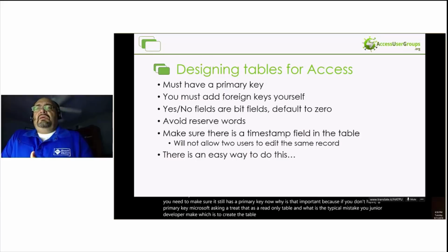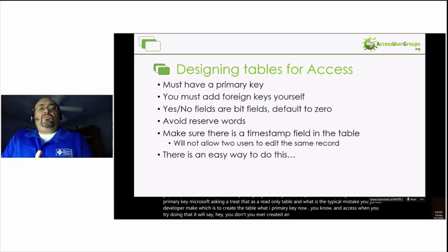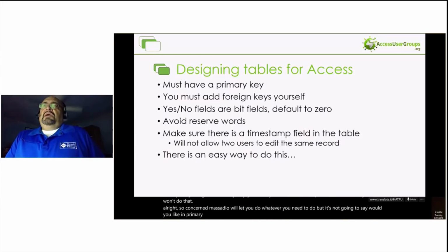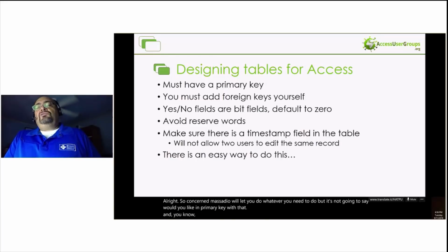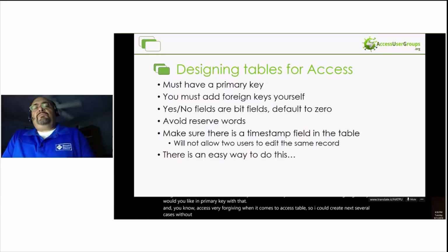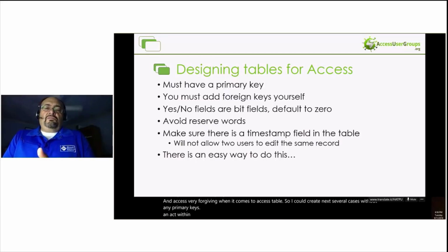Now, in Access, when you try doing that, it'll say, hey, you haven't added a primary key. Can I add one for you? SSMS won't do that, right? SQL Server Management Studio will let you do whatever you need to do, but it's not going to say, would you like a primary key with that? And Access is very forgiving when it comes to Access tables. So I could create an Access application without any primary keys and use an Access backend, and it's going to be not ideal, but it will work. Access will let you create tables without primary keys.